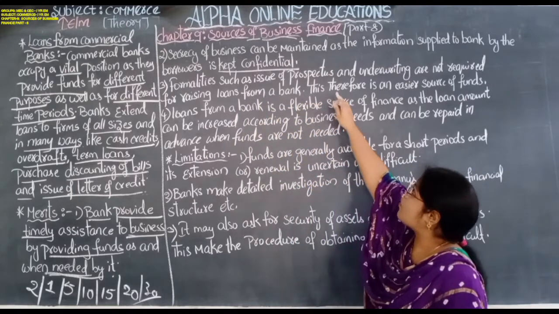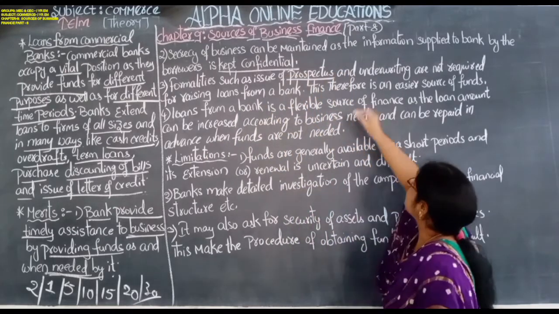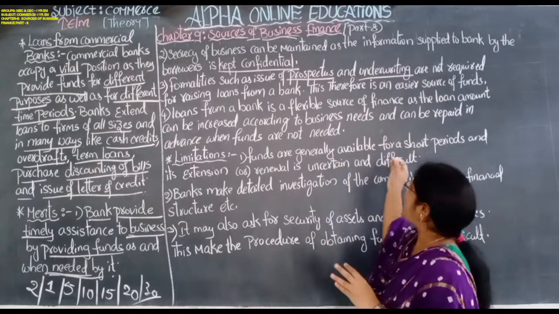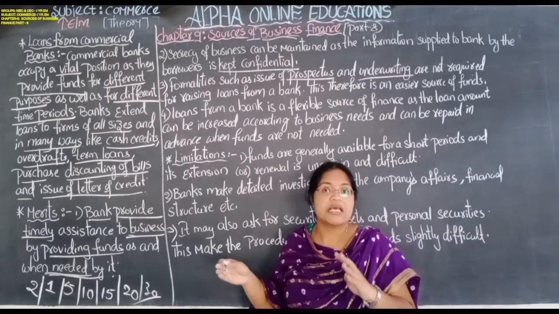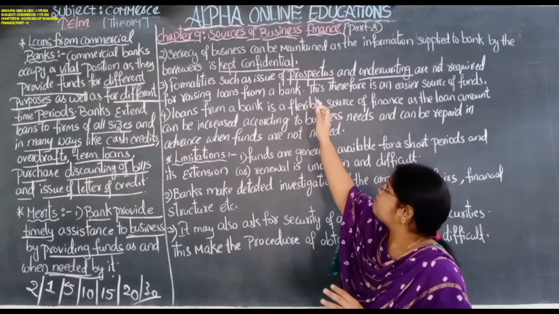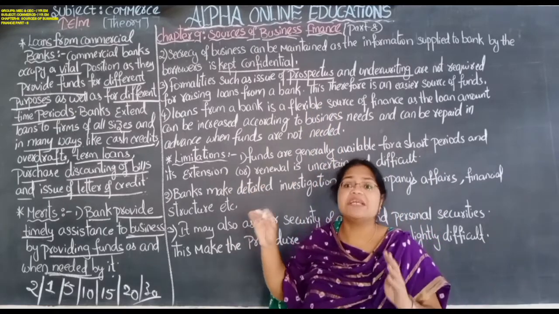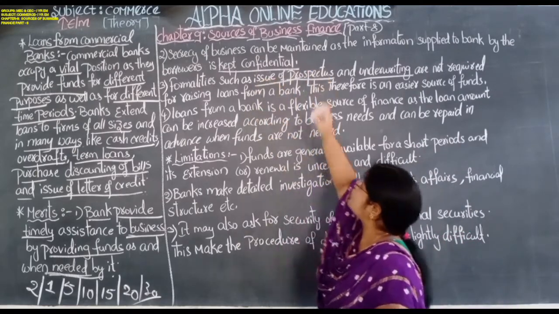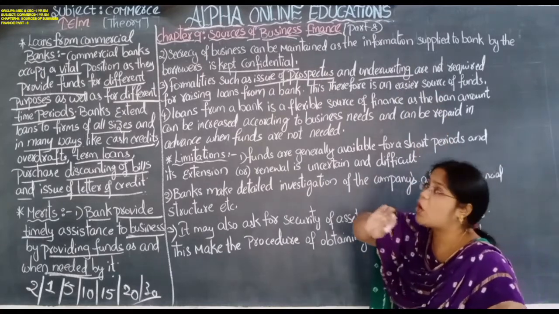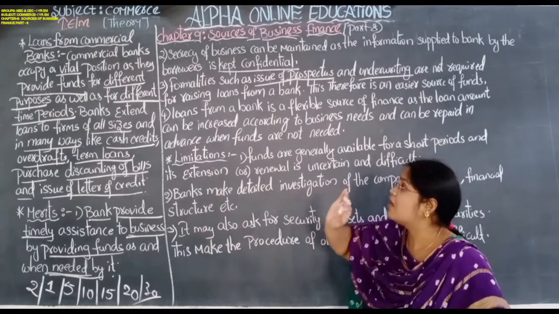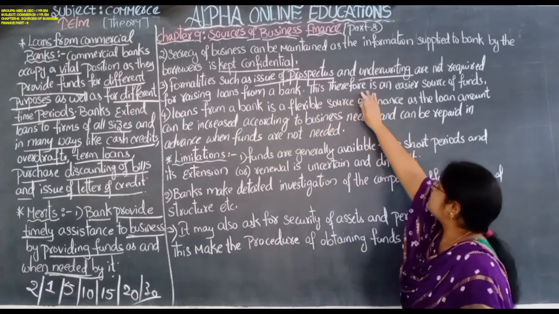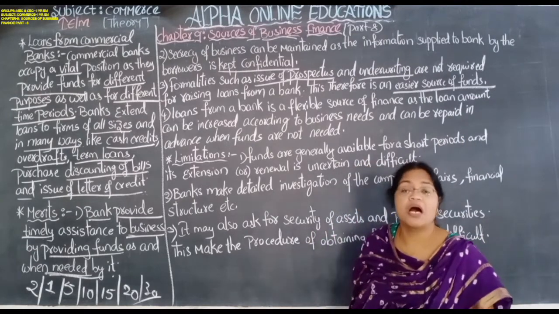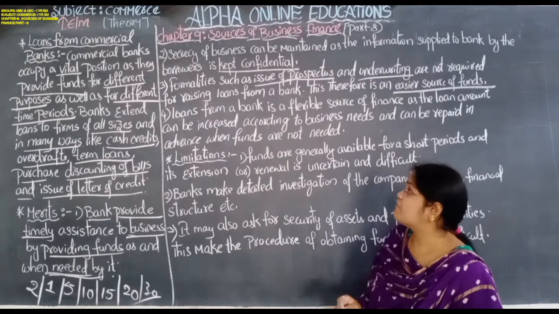Formalities such as issue of prospectus and underwritings are not required. I have explained that underwriters are the brokers, and underwriting is an agreement. So formalities such as issue of prospectus and underwriting are not required in order to raise a loan from the bank. Therefore, it is an easier source of fund. It is a very easy source to raise funds from the bank.